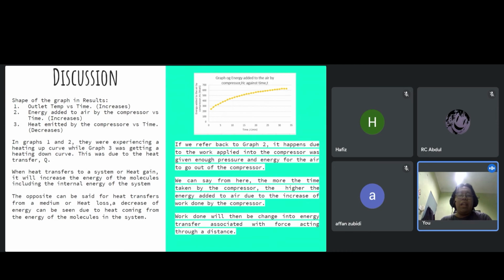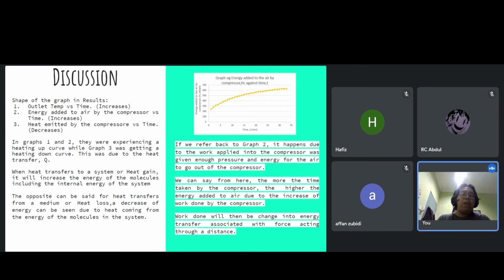When heat transfers to a system, or we call it heat gain, it will increase the energy of the molecules, including the internal energy of the system. This can also be said for heat transfers from a medium, which has an opposite effect, called heat loss, where a decrease of energy can be seen due to heat coming from the energy of the molecules in the system.